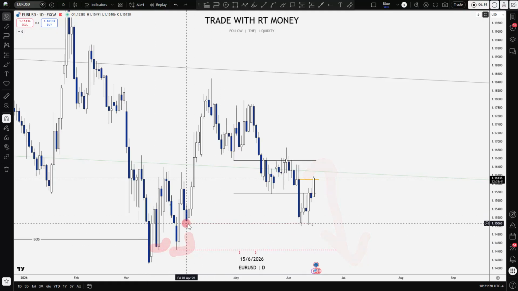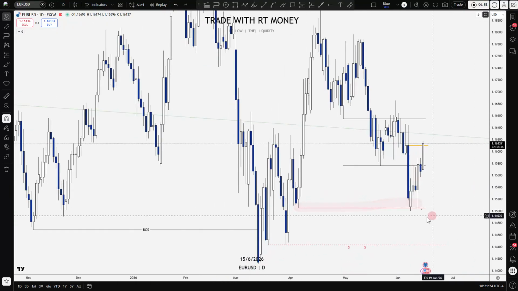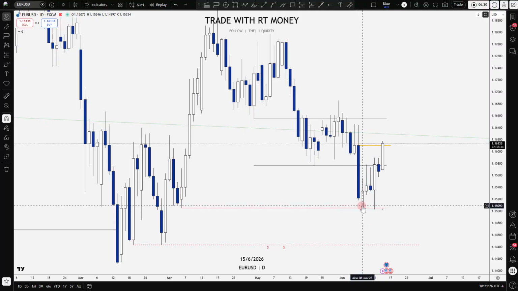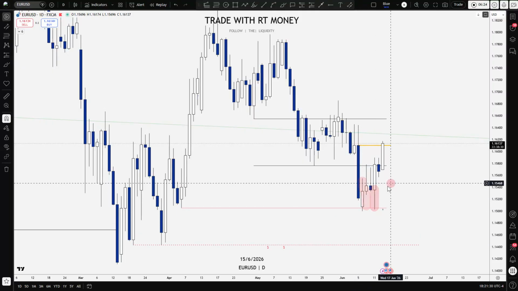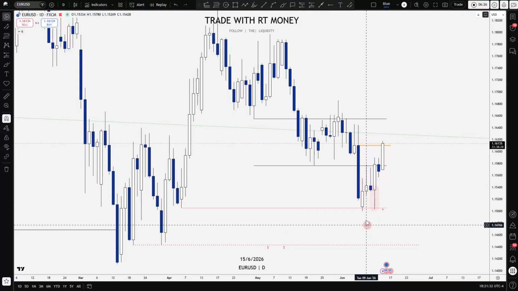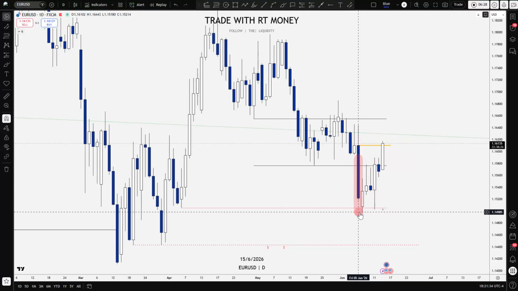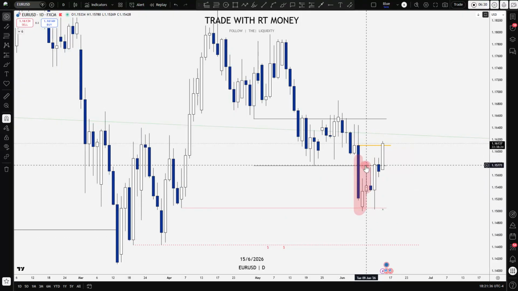Now I pointed out this level right here as the first target last week. We hit that target on Monday, hit it early, and then we hit it again on Wednesday. I said I'm expecting some pullbacks for the first couple of days of the week, and then maybe Wednesday, Thursday, Friday, we start to see some lower price action.